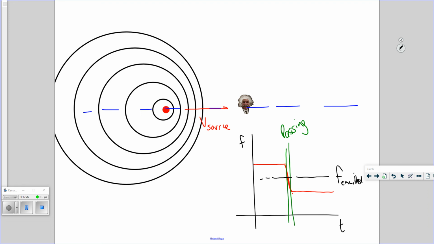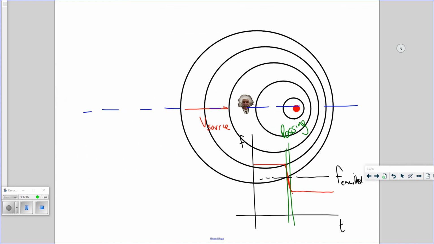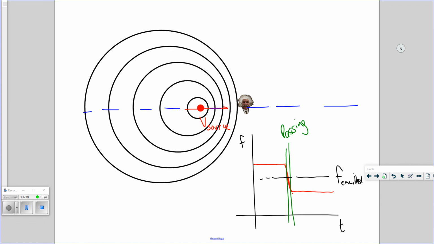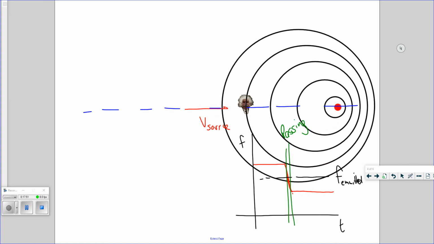All right, and so what we get is a detected frequency higher than the emitted frequency for some time, and a detected frequency lower than the emitted frequency for a time. If these are sound waves, we detect frequency as pitch. So you know what this sounds like? That's what it sounds like. We get high pitch, high pitch, high pitch, low pitch, low pitch, low pitch.